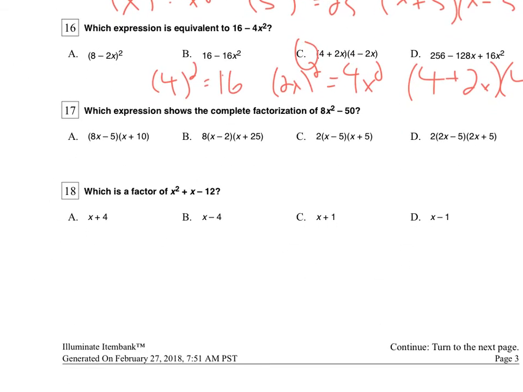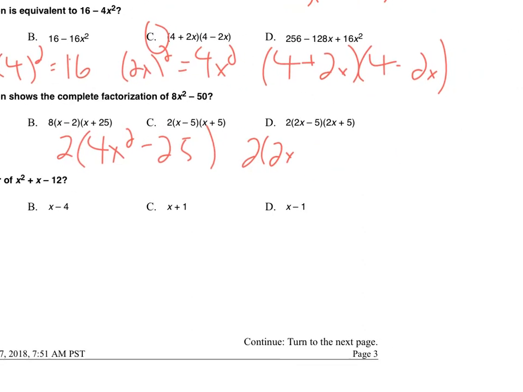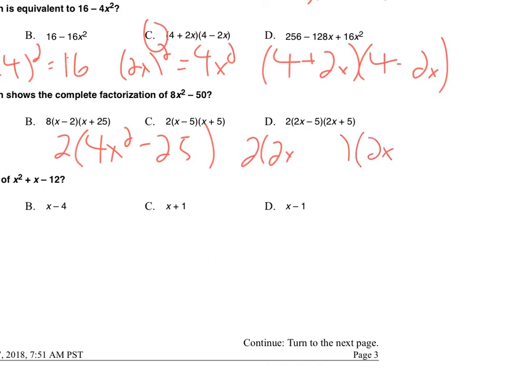Now 17 talks about the complete factorization. So we need to factor this one completely. We look for our GCF. Our GCF on this is a 2, which leaves us with 4x squared minus 25. Now, I have a difference of squares. So what squares to give us 4x squared? That is 2x. And what squares to give us 25? That is 5. Make one positive, one negative, so then our answer is D.